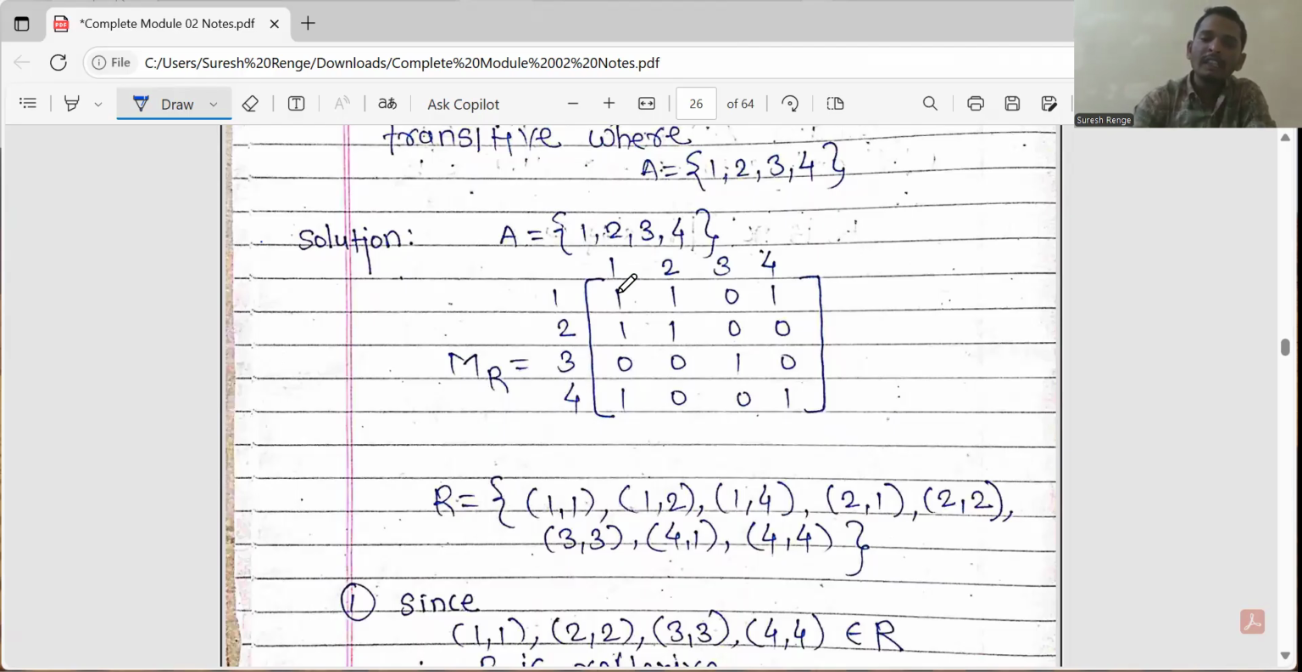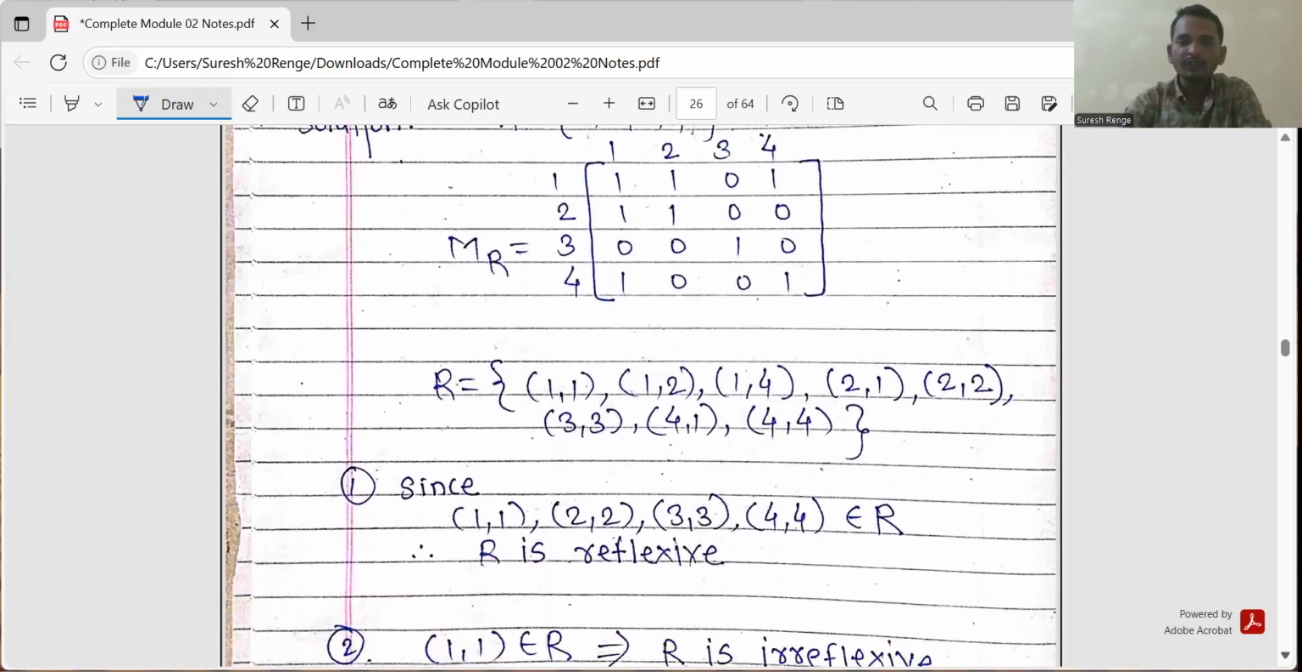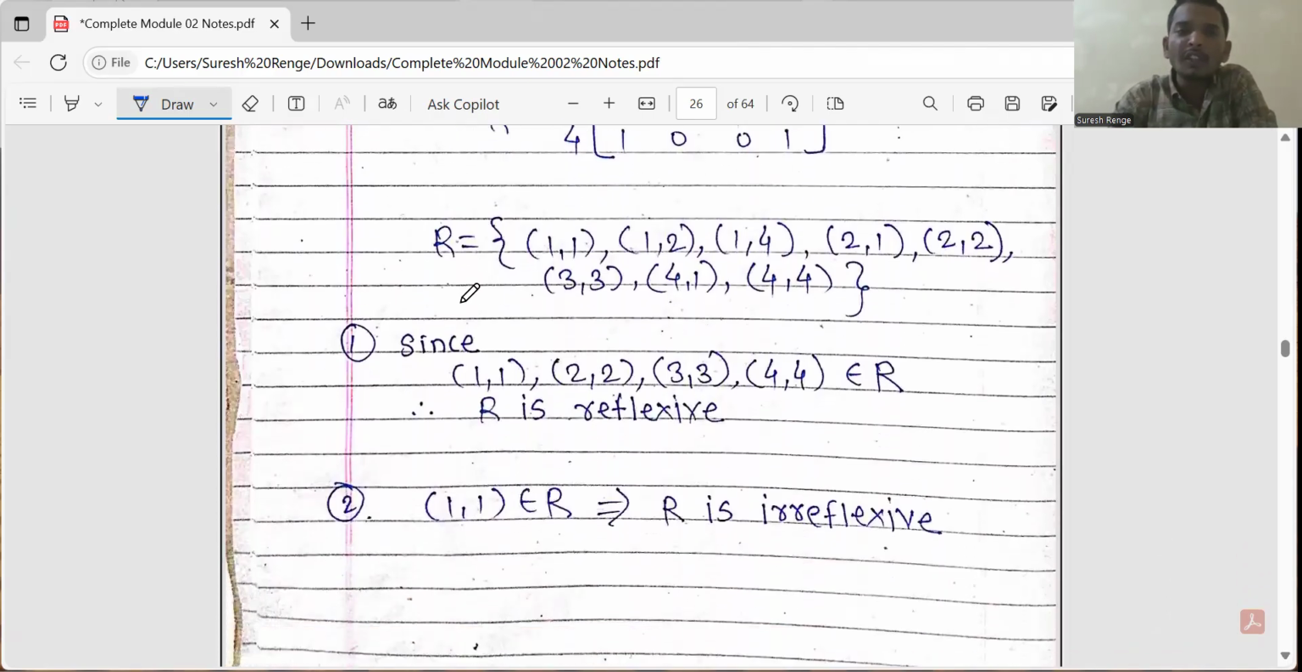Now 4 is related to 1, so (4, 1) is the next element. There is no relation between 4 and 2, and no relation between 4 and 3. The relation exists between 4 and 4, therefore the next element is (4, 4). Now this is the relation R. We have converted the given matrix into relation format.